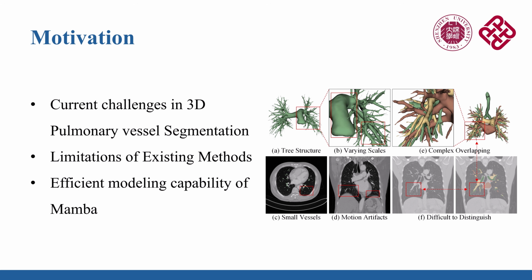CNN-based methods are good at extracting local features. However, they struggle to model the long-range continuity of vessels. Transformer-based methods have strong global modeling capability. However, they introduce high computational costs in 3D CT images. Therefore, we aim to leverage the efficient long-range modeling capability of Mamba, while enhancing the model's perception of 3D vessel spatial structures.